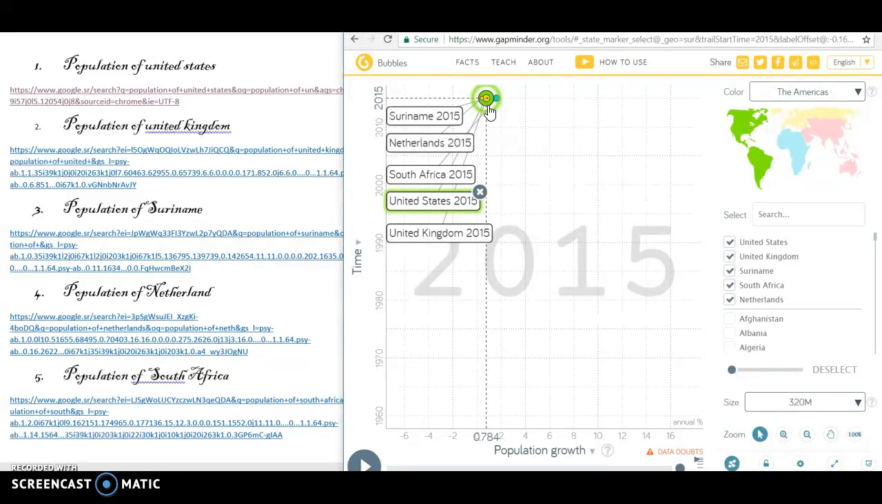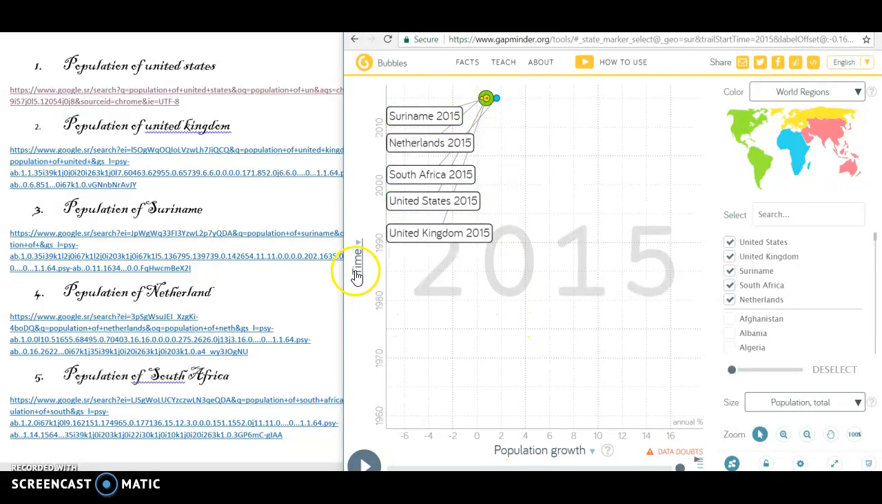Correction. I did it in Dutch, so I will do it in English. Hi, good evening. My name is Pearl, and I have the topic of population growth. I have 5 countries: United States, United Kingdom, Suriname, South Africa, and the Netherlands.